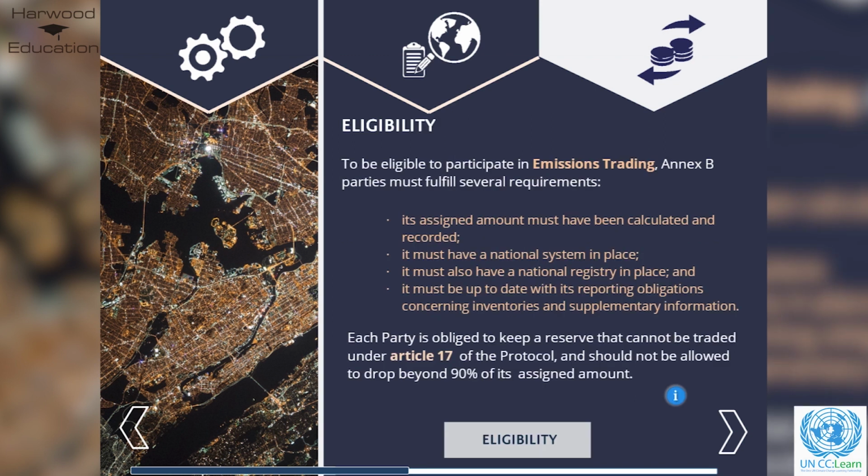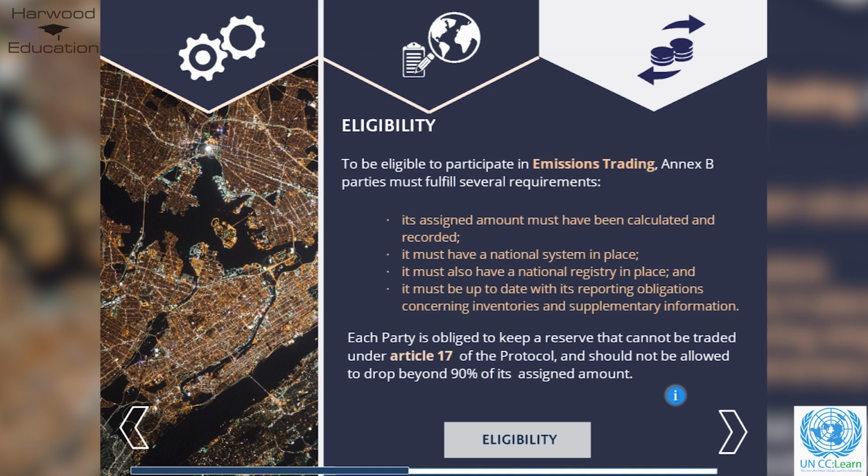To be eligible to participate in emissions trading, Annex B parties must fulfill several requirements. Its assigned amount must have been calculated and recorded. It must have a national system in place. It must also have a national registry in place, and it must be up to date with its reporting obligations concerning inventories and supplementary information.